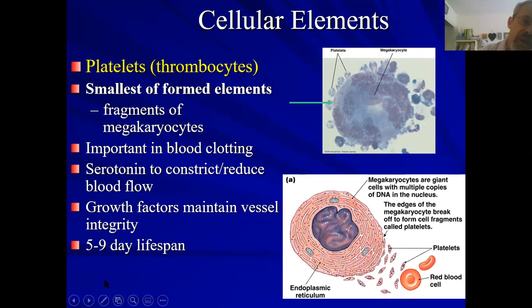These fragments have a very short lifespan. I didn't talk about the lifespan of white blood cells because it's extremely variable. Lymphocytes can stick around for years, it's many of them, whereas neutrophils and things like that may only last a week or two. So really variable.